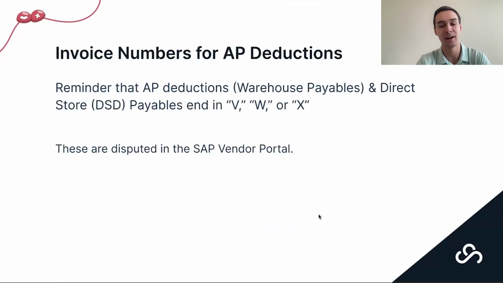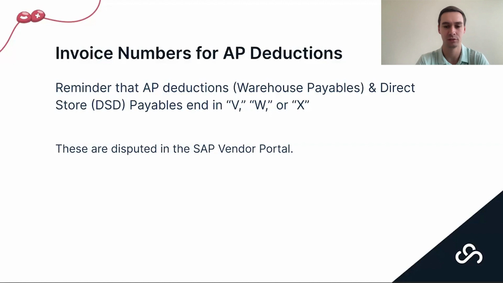As for what our main discussion today is going to be on, and what SupplyPike has already helped build a solution for, is the invoice numbers for AP deductions here. And so these AP deductions, also called warehouse payables, which you mentioned earlier, and also this includes direct store or DSD payables. All of these are going to end in either a V, a W, or an X.